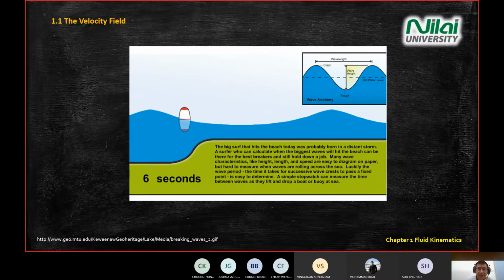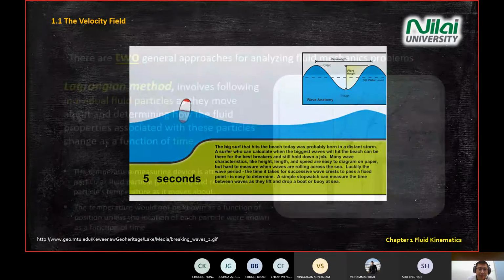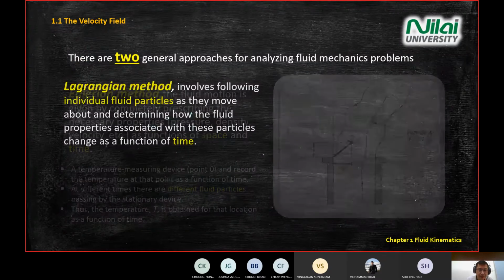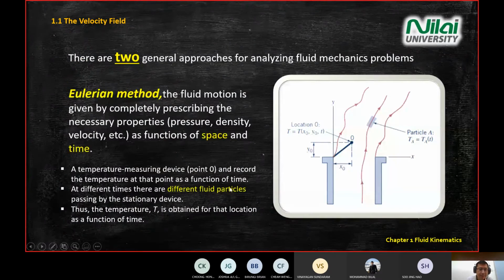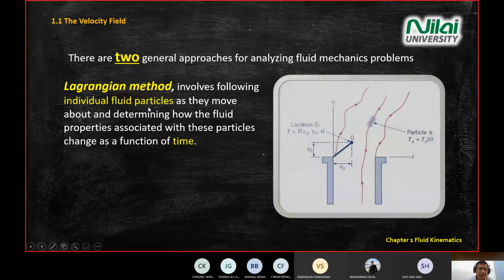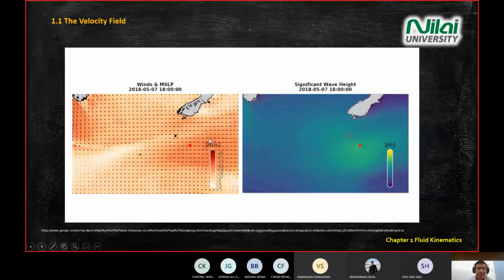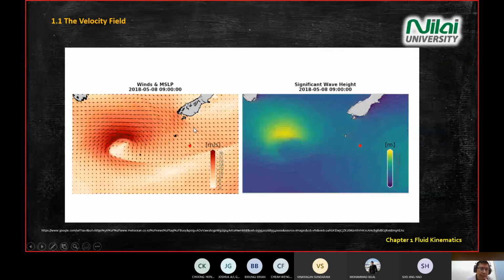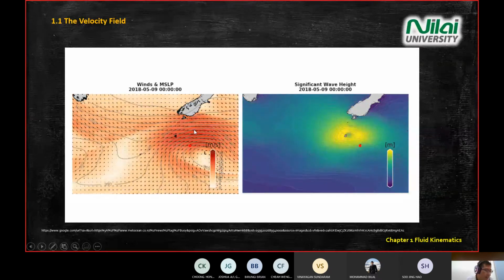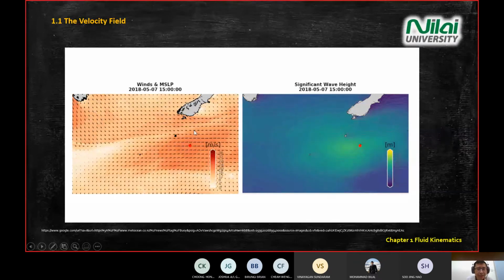Okay. Again, the detailed explanation you can read from the slide later on. Basically, I just summarize what these two methods are in layman's terms. Now, the application of these two methods, either Eulerian or Lagrangian.